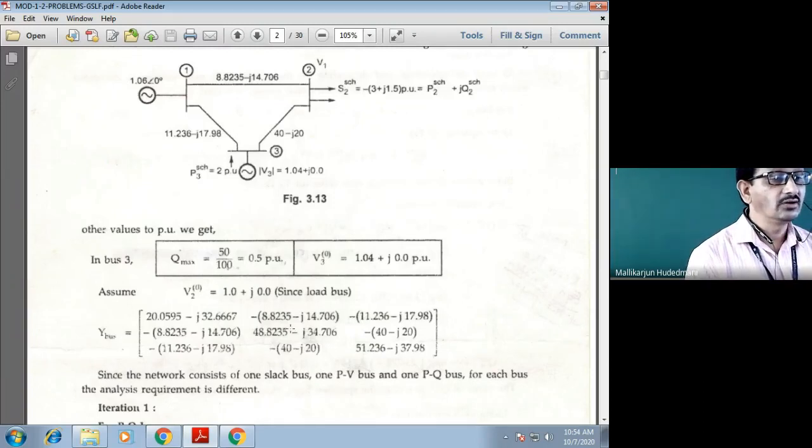What is 2 cross 1? The first element in the second row. That is the same as 1 cross 2. Copy paste. What is 2 cross 3? The 2 to 3 element. It is 40 minus j 20, whose negative is put over there.